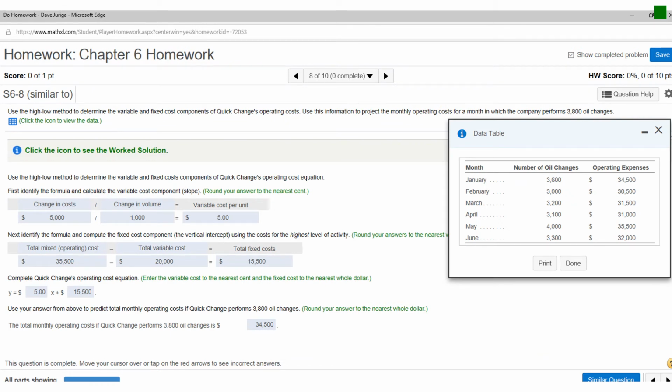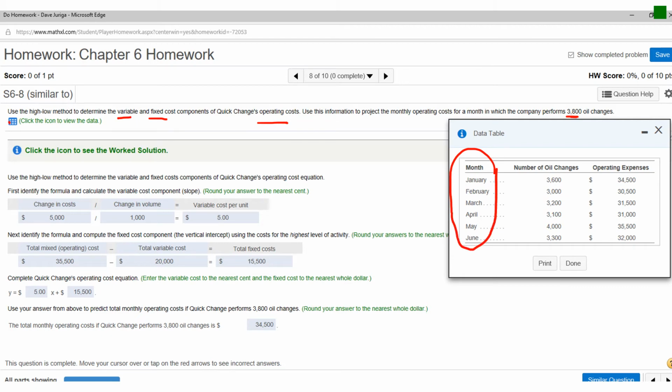On this problem, we are going to be looking at the high-low method, and it says use the high-low method to determine the variable cost and fixed cost components of Quick Change's operating cost. Use this information to project monthly operating costs for a month in which the company performs 3,800 oil changes. So I went ahead and opened up the Excel. They give you the range of data here. Notice it's January through June.